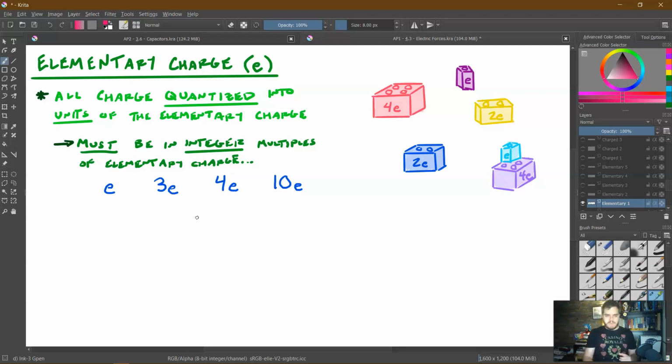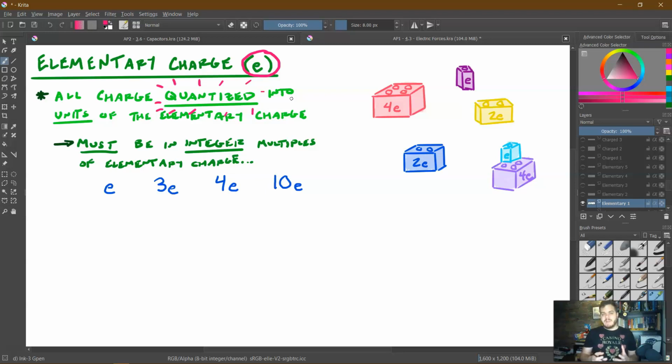So this word quantized is going to be pretty new, into units of what is known as the elementary charge, which we abbreviate with a lowercase e. Okay, so what exactly does quantizing mean, and what does it say that something is quantized?